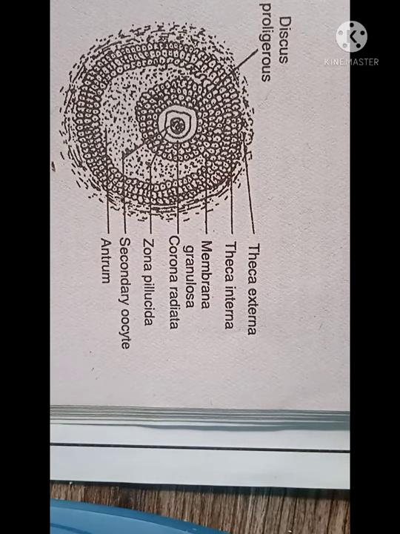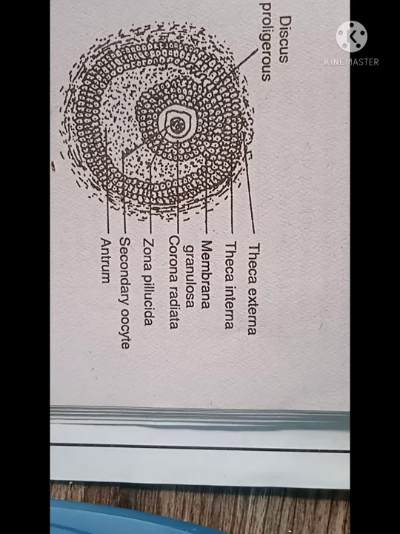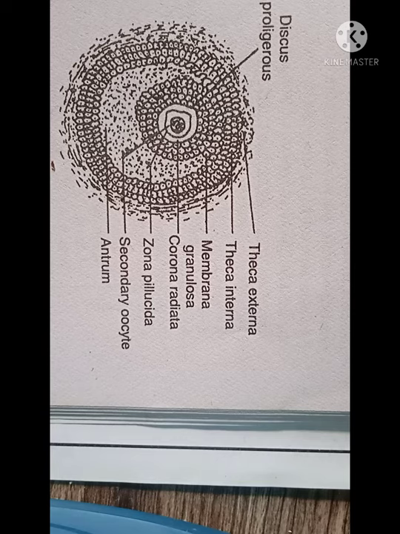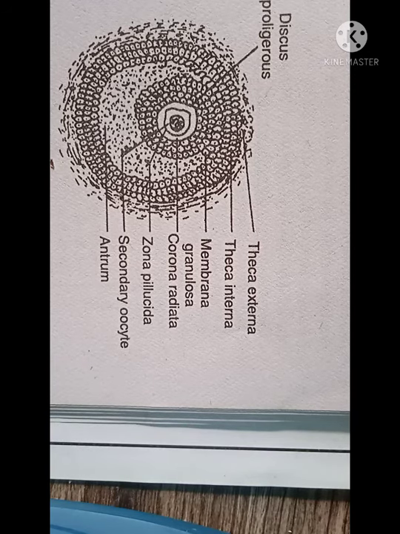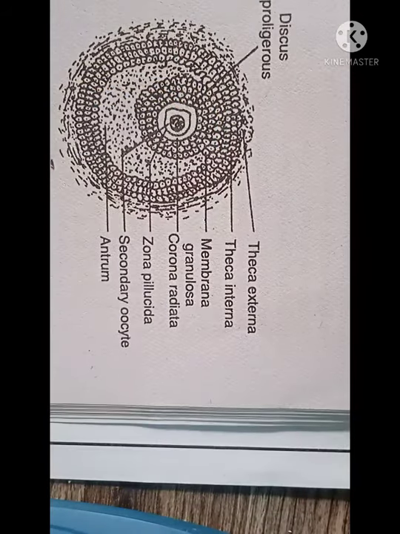The cavity of a follicle shows a stalk of cells called the germ hill. This one is the germ hill. The nucleus is eccentric in position. At one side it presents a nucleus, so that's why it is called eccentric in position, and the yolk material is very little in it. The theca externa and theca interna are layers of connective tissue.